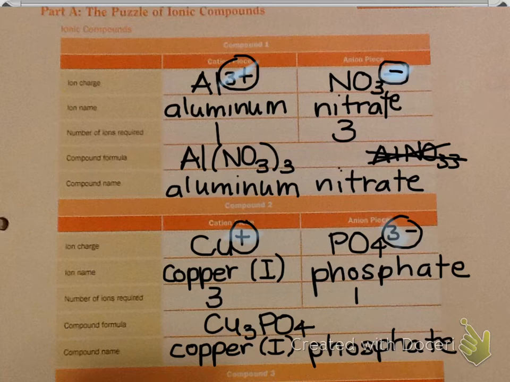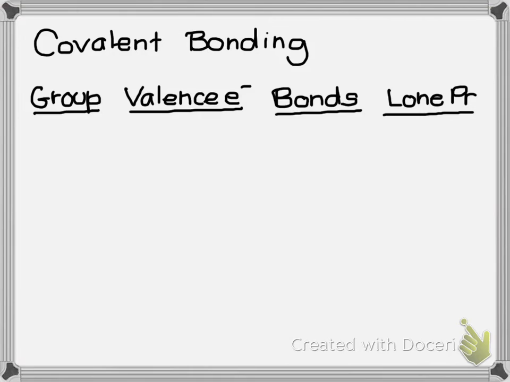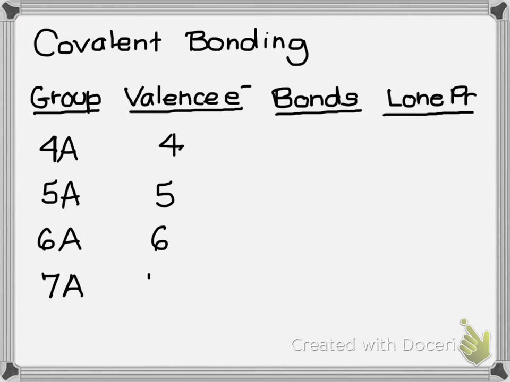So hopefully that gives you enough to start on ionic compounds, and if you have questions, you can send me an email. So let's look at the covalent bonding on the second part of this. And a big part of this lab is understanding that for a lot of the representative elements, we can actually predict the number of bonds and lone pairs based on their location on the periodic table. So we're talking about non-metals when we talk about covalent bonding. So in general, we would have 4A, 5A, 6A, or 7A. So the valence electrons we can tell by the group number.